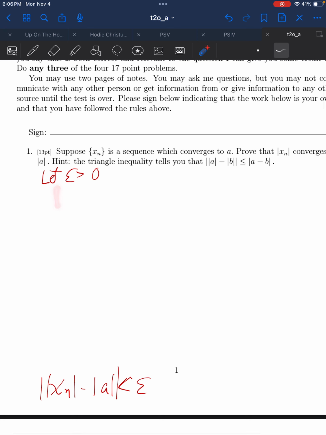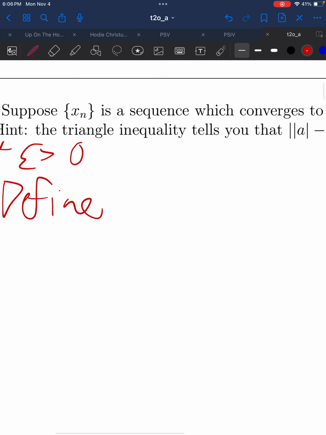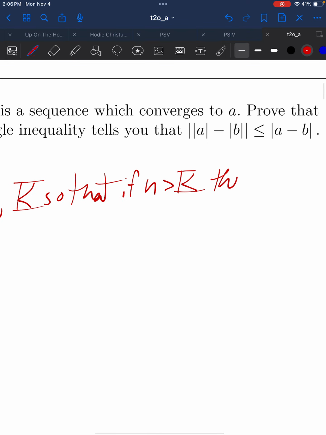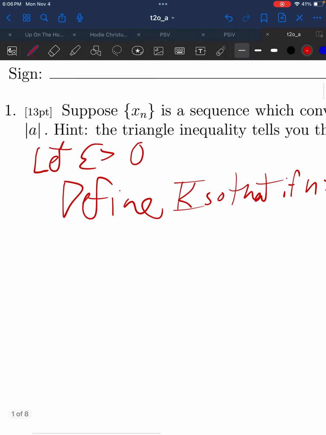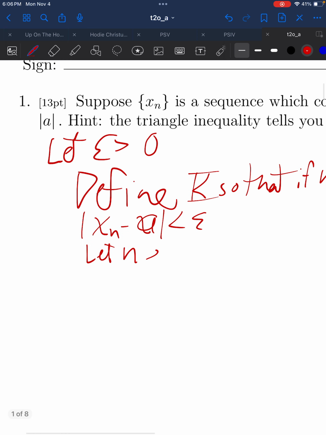So, let's define. Gotta apologize, I still don't have a working pen, so this is all coming out kind of crude. We're gonna be defining K so that if little n is greater than capital K, then absolute xn minus A is less than epsilon. Let n be greater than capital K.